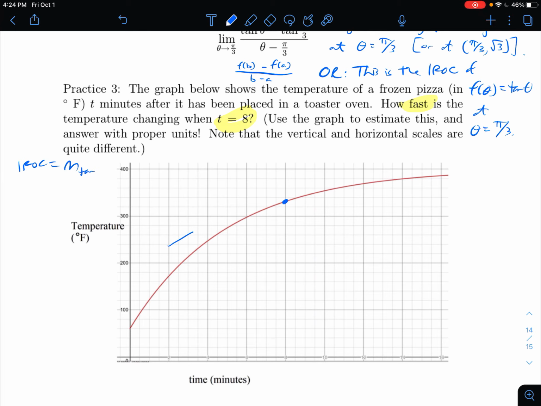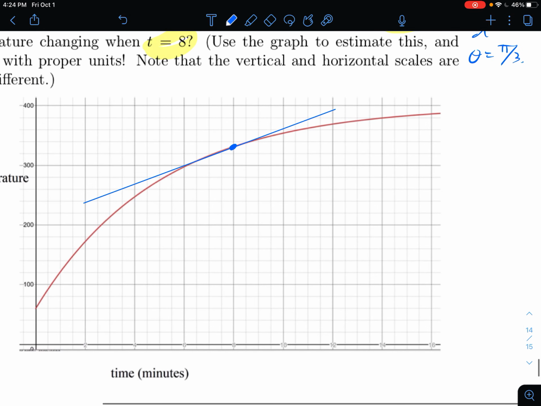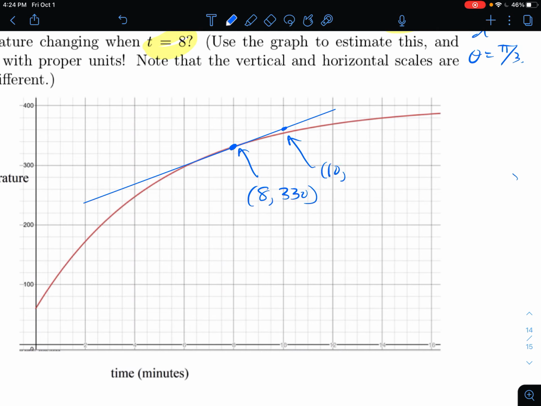Here is 8. I will just do my best to draw what looks like a tangent line there. And I'm just going to make some estimates. So be careful about your grid. This here appears to be something like 8, 330. This here appears to be 10, 360. I just did my best. I'm using the grid. I drew something that looks like a tangent.